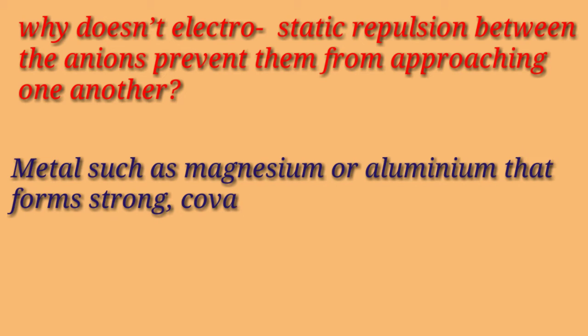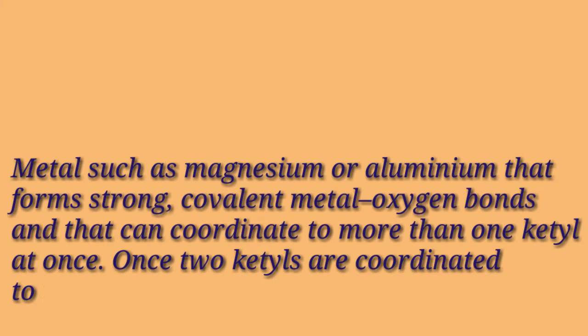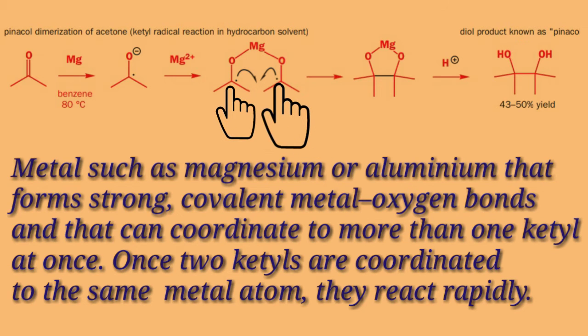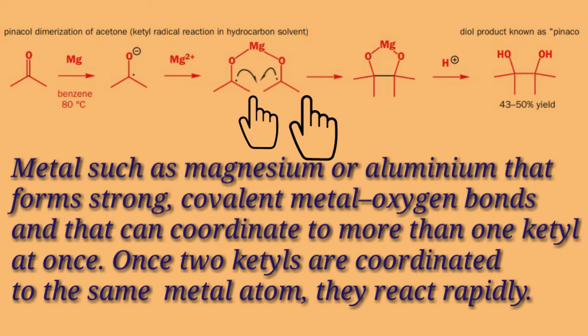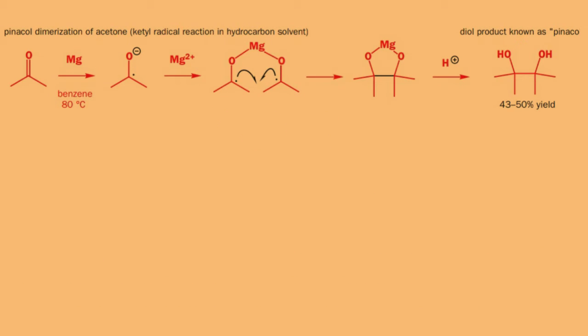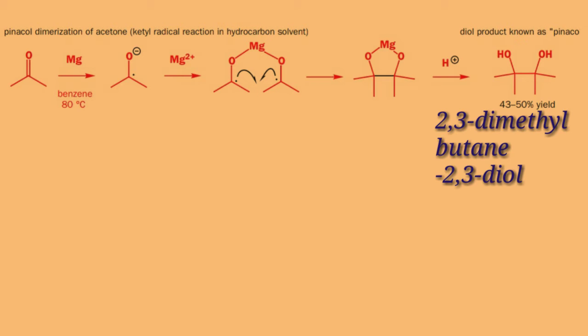Because metals such as magnesium or aluminium form a strong covalent metal oxygen bond and that can coordinate to more than one ketyl at once. Once two ketyls are coordinated to the same metal, they react rapidly. Over here the example shows the dimerization of acetone to give diol, that is 2,3-dimethylbutane-2,3-diol, whose trivial name Pinacol is used as a name for this type of reaction using ketone.